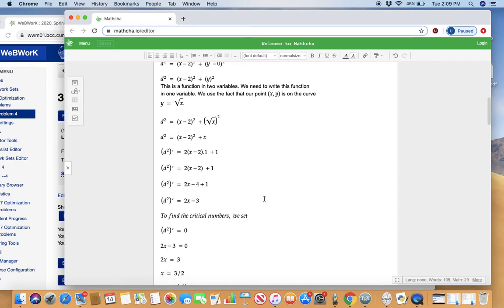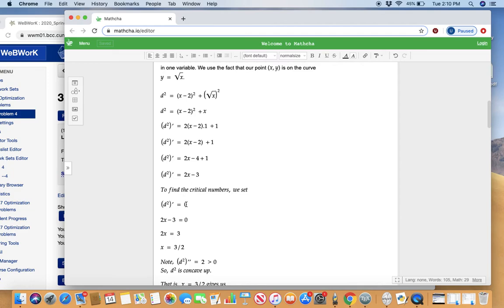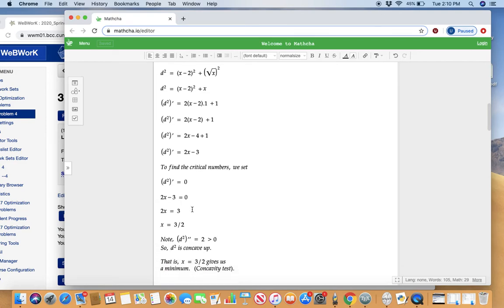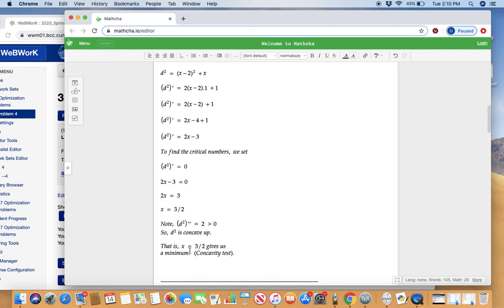2x minus 3. So to find the critical numbers, I'll have to set it to 0 because this is always defined. It is never going to be undefined. So the only way to get a critical number is by setting it equal to 0. Solving for x, move the 3 away, divide by 2, you get 3 over 2. What about the second derivative? The second derivative is positive 2, concave up. So in other words, x equals 3 halves is a minimum by the concavity test.